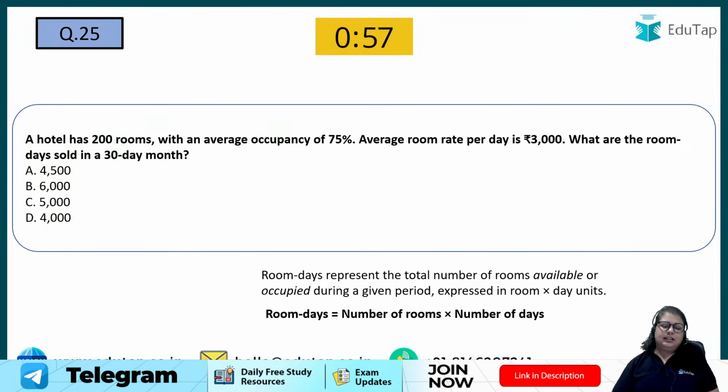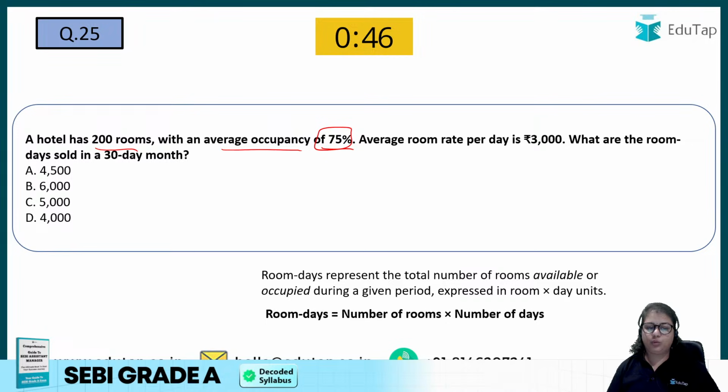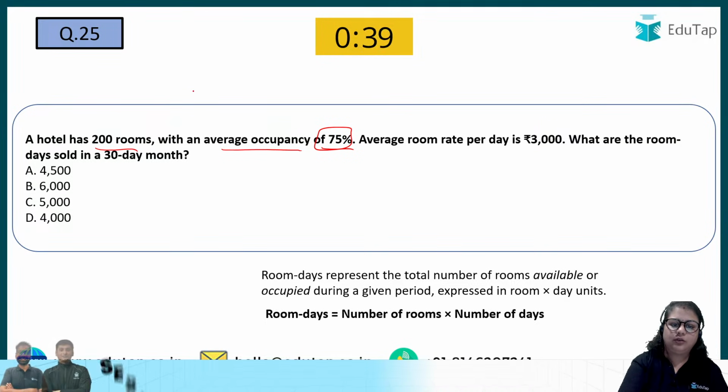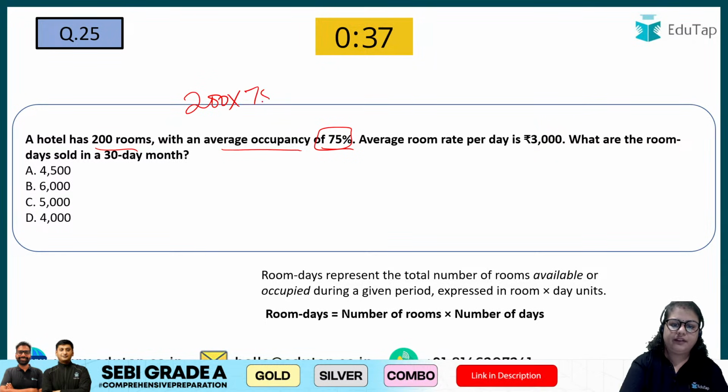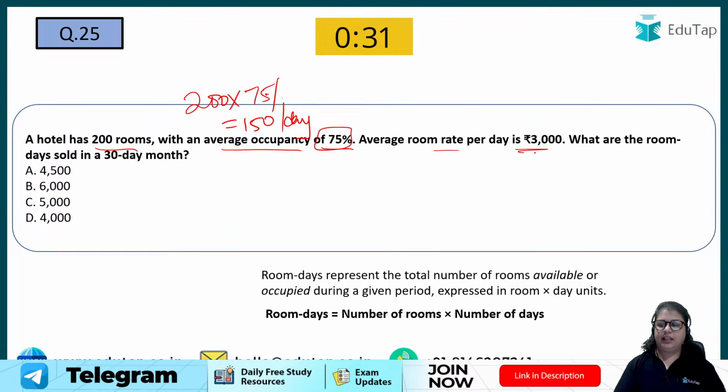Moving on to the last question of the day. A hotel has 200 rooms, with an average occupancy of 75%. So there are 200 rooms. Average occupancy is 75%. That means in one day, if you calculate, 150 rooms are being occupied. How did we calculate this? 200 into 75%. That means only 150 rooms per day are being occupied. The average room rate per day is 300.